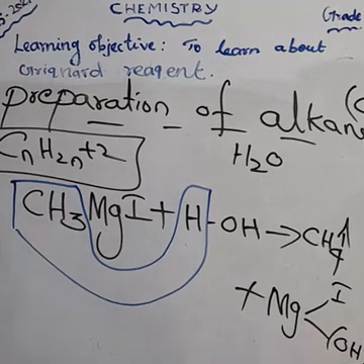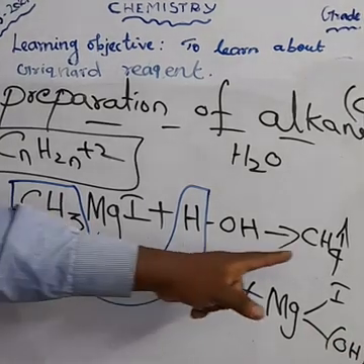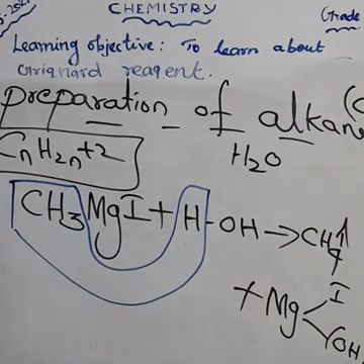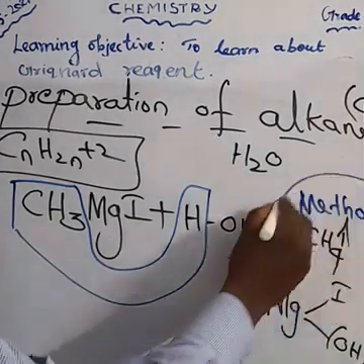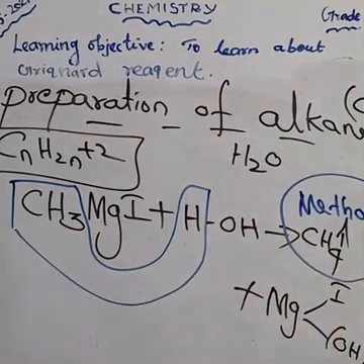So we get an alkane. What's the product here? The alkane is called methane. Don't forget the name is methane. Very important question: how is methane prepared by the synthetic use of methyl magnesium iodide? Methyl magnesium iodide reacts with water, we get methane. What is the formula for methane? CH4.